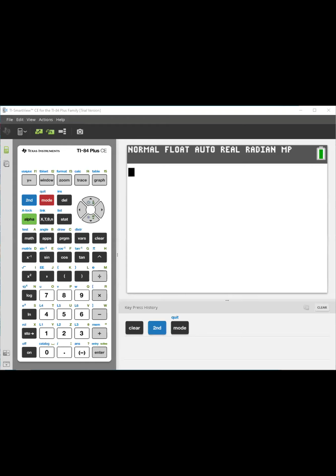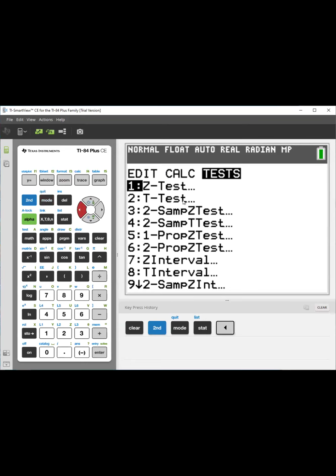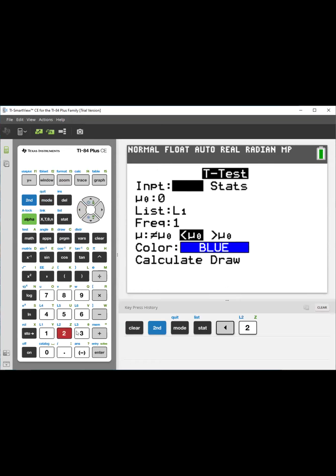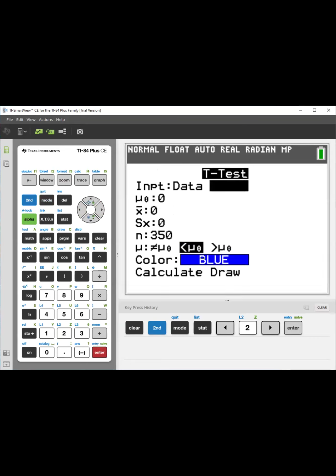So in our calculator, we would hit stat, we would arrow to the word tests, and for once it's right here at the top of the page, we would hit option number 2, that's the t-test. Okay, so here you see that the choice is data. We actually need to move and select stats. Our first example here has stats, and you can see that everything underneath has changed. What we're going to do is input all of our information.